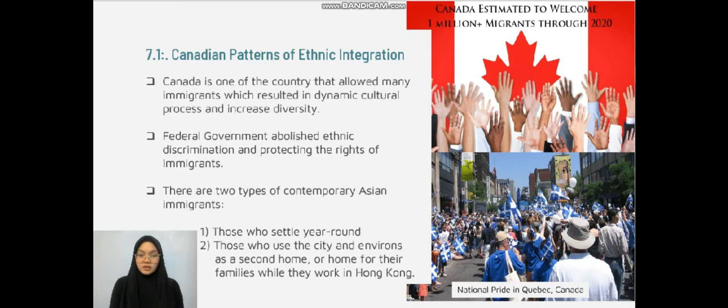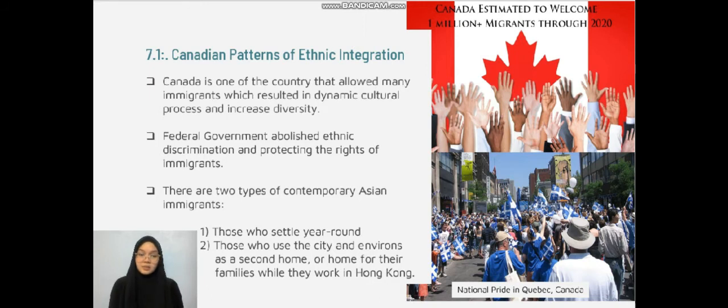The Canadian federal government instituted policies banning ethnic discrimination and protecting the rights of immigrants. For several decades, Canada has been one of the leading immigrant-receiving countries of the world, and contemporary immigration trends for Canada exhibit significant increases in the numbers of people migrating from Asia and also the Americas, including the Caribbean, and an overall percentage decrease in the European immigrant population.